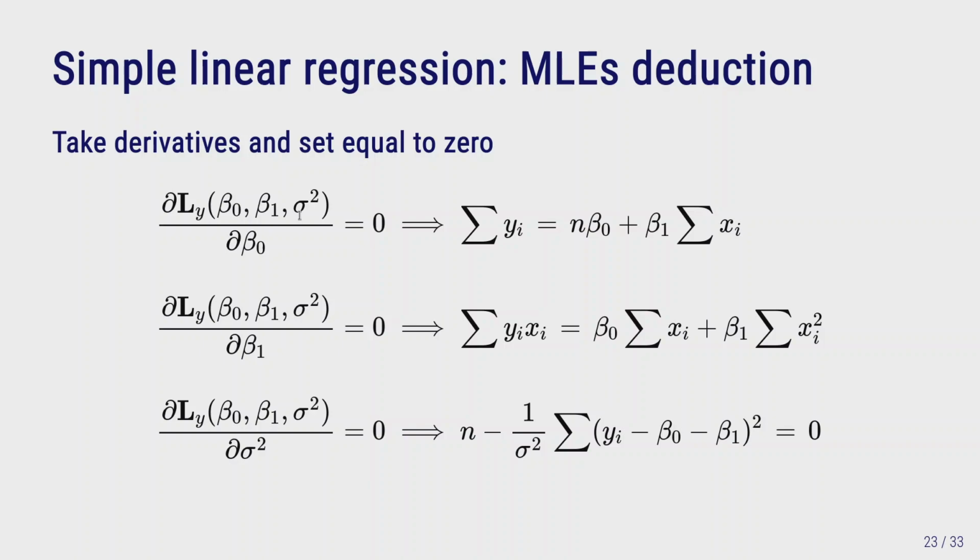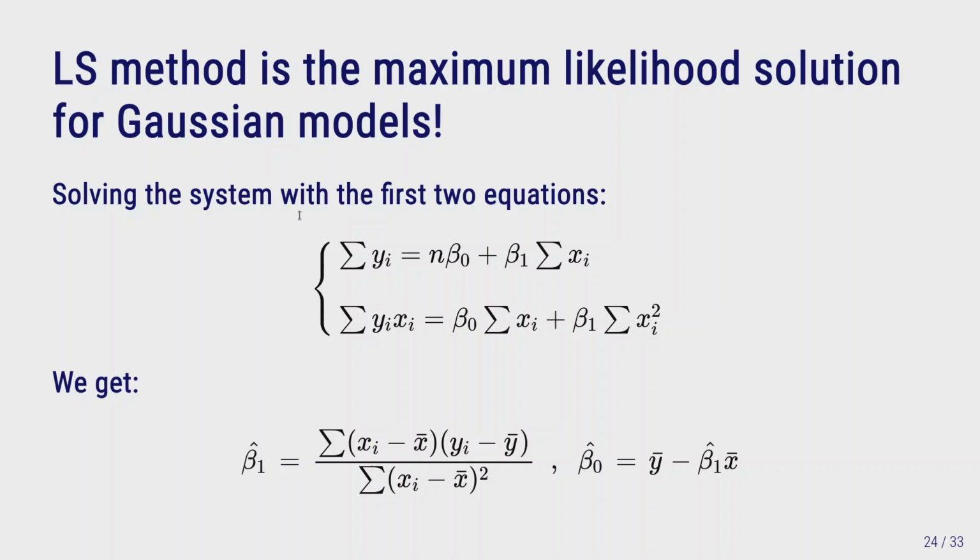So the partial derivative means you are taking the derivative with respect to beta zero, taking the other parameters as constants, and so on. This gives you a system of equations that implies these other equations here. And guess what? If you take, for example, the first two equations of the system and solve them for beta 0 and beta 1, what do you get? The very same expressions for the estimators of beta 1 and beta 0 from the least squares method. Nice, isn't it?